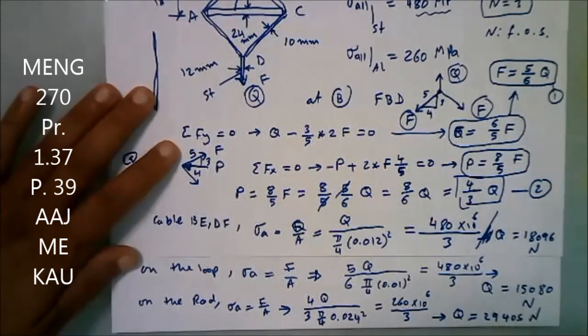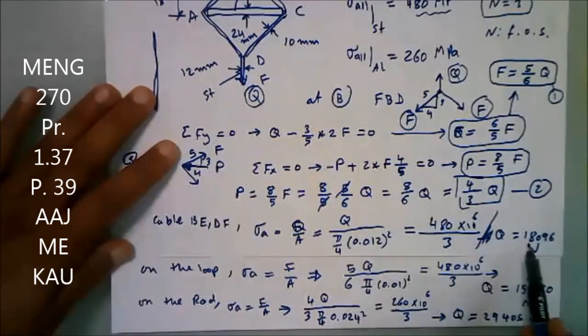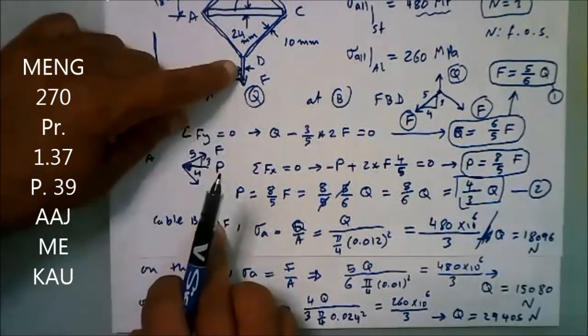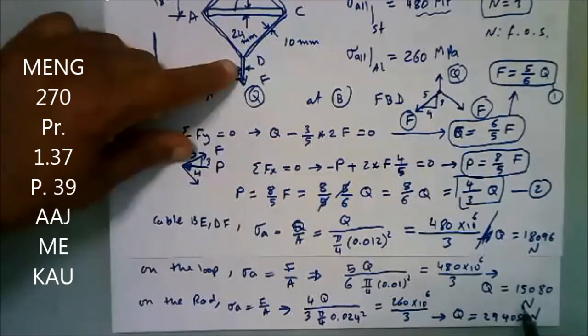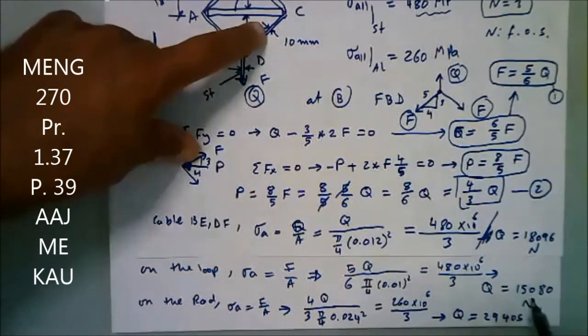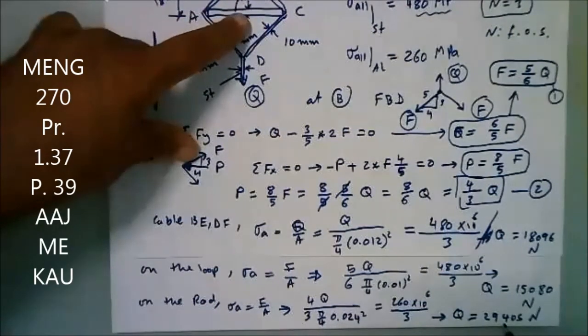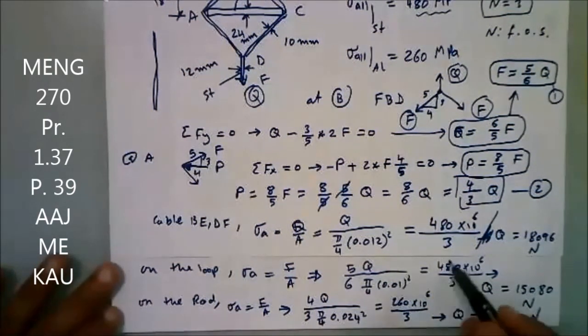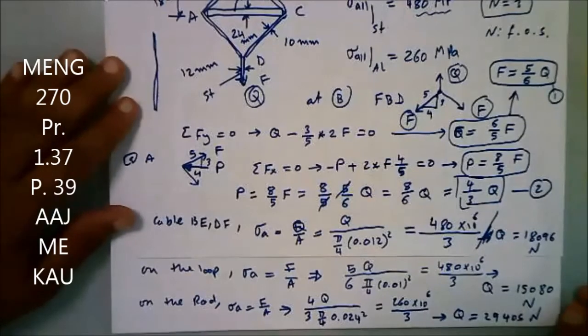He is asking us what would be the maximum. So which one should you use? We have three values: the smallest one. First one, 18,000: this is the maximum that this cable can carry. 15,000: this is the maximum this loop can carry. 29,000: this is the maximum the aluminum can carry. So what would be the maximum? We take the smallest one. The factor of safety we already applied everywhere, 3, 3, 3.